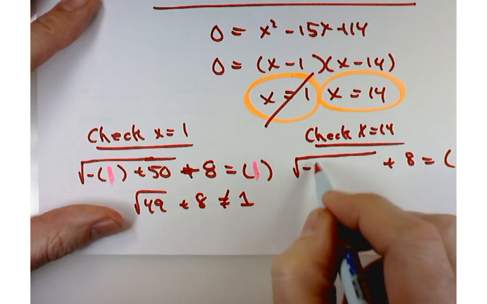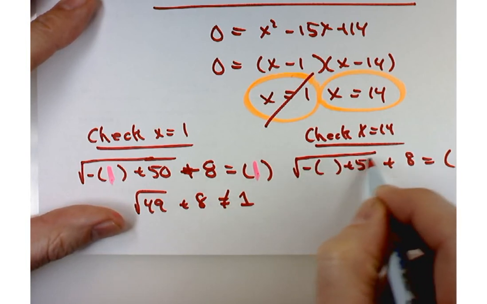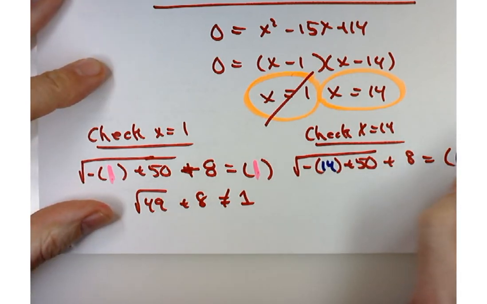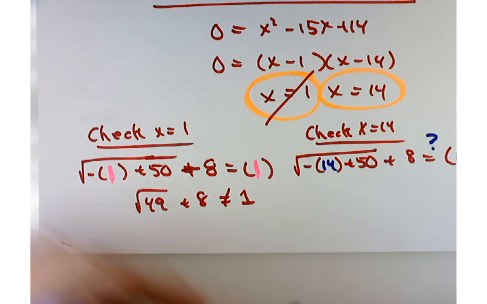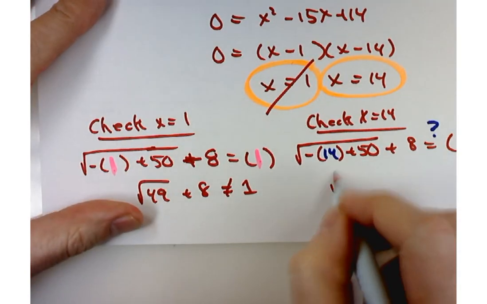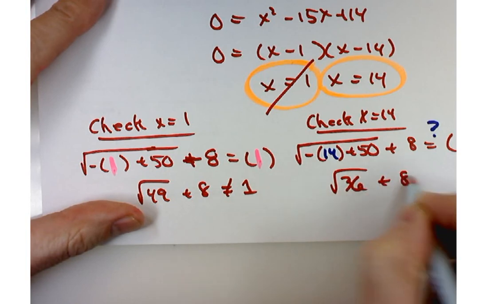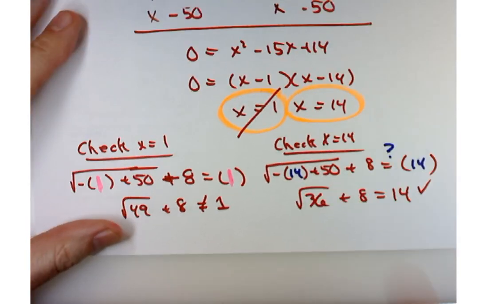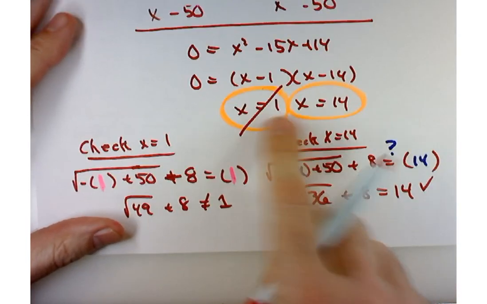So let's see, negative 14 plus 50. I think this one seems a little bit more promising. So let's see. I'll put in a 14 here and a 14 here, with a little question mark. This is going to be the square root of 36 plus 8. Well, that's 6 plus 8, and that does equal 14. So we're good. So this one works, this one doesn't. One's extraneous, the other one's not.